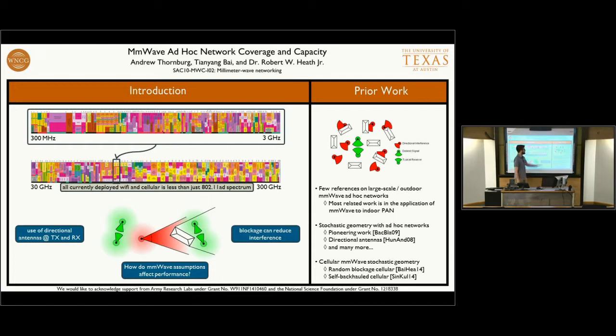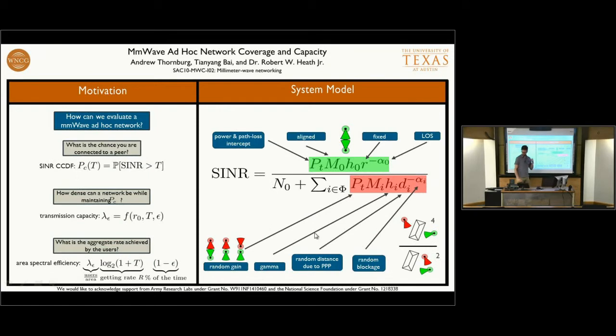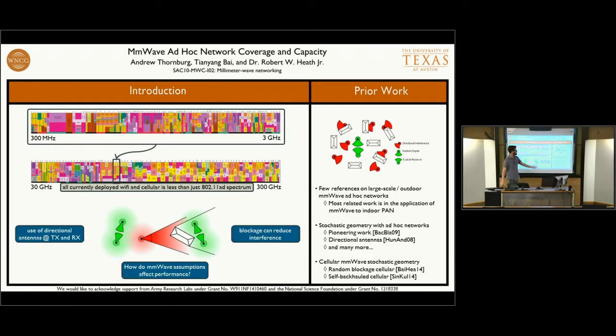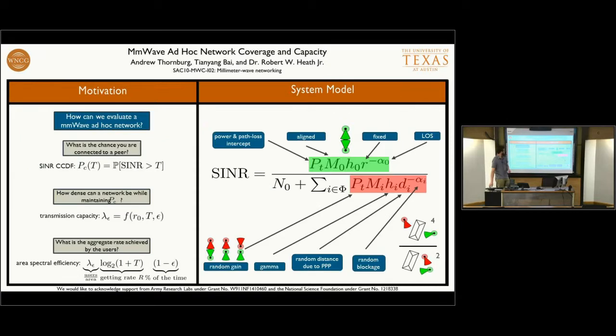And there's not that many references for outdoor large-scale millimeter wave ad hoc networks. Most of the current work is with the application of millimeter wave to indoor PAN and LAN networks. There's immense work with stochastic geometry with ad hoc networks for lower frequency networks, particularly with directional antennas. Our work differentiates in the sense that we include the blockage model in this. And there's been a lot of work on cellular millimeter wave networks. So the motivation that we came up with is how can we evaluate a millimeter wave ad hoc network?